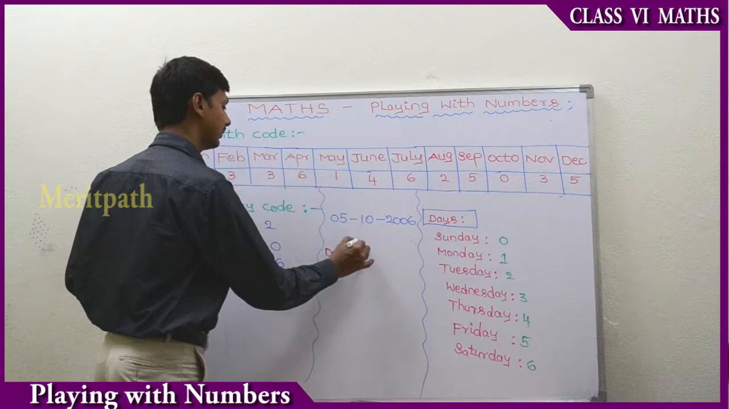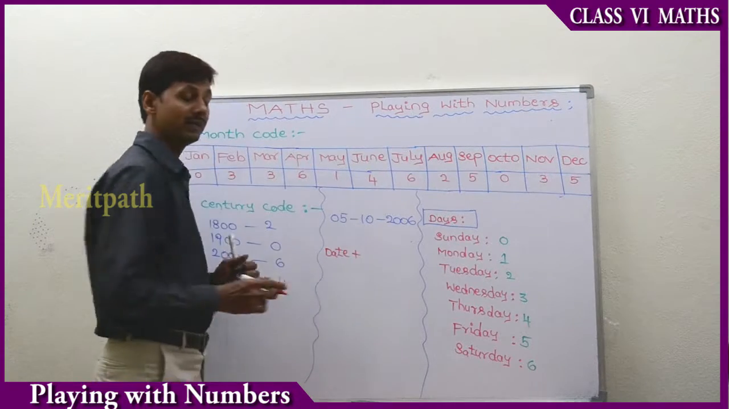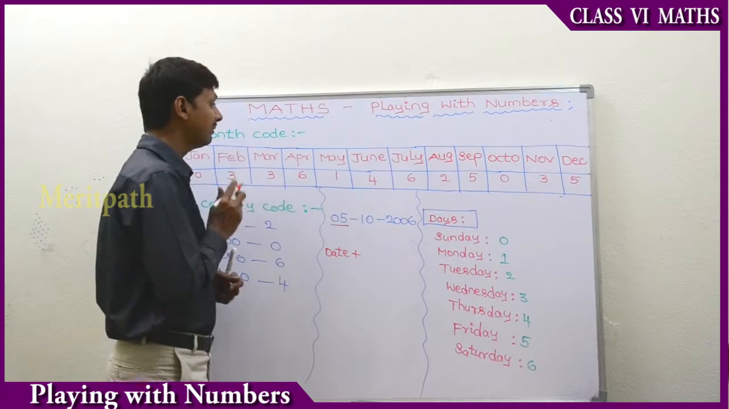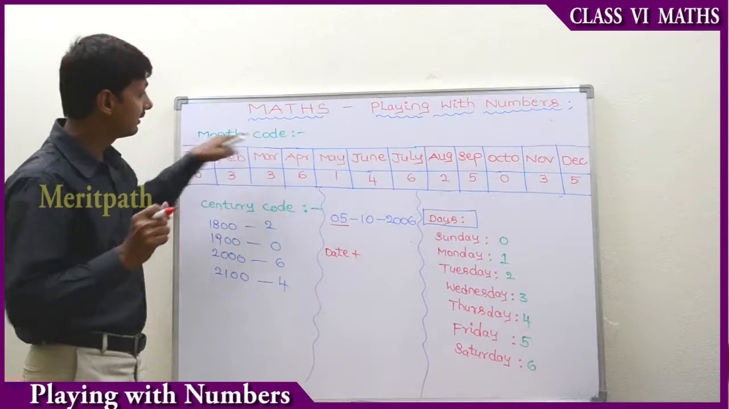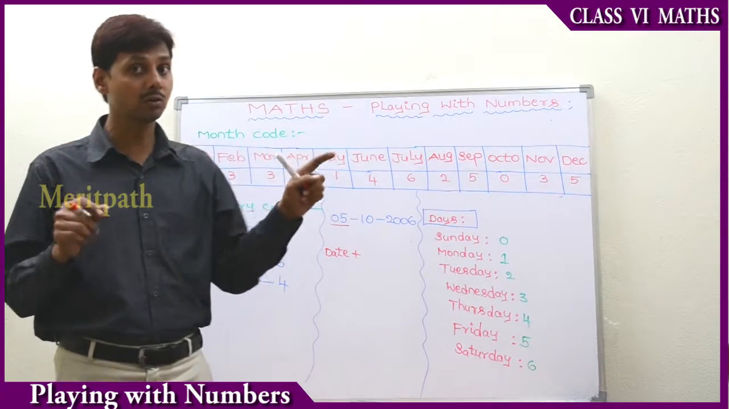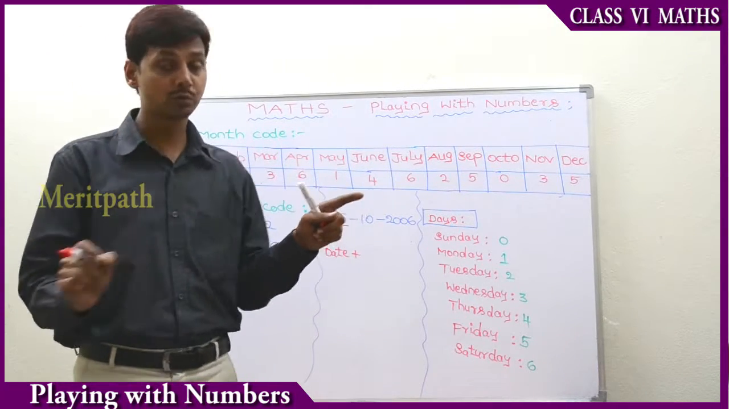The date plus, first we'll take the date. What is the date present in this? 5. And we have particular month codes. These are the month codes we have. Each and every month has a particular code, and we need to add that particular code.